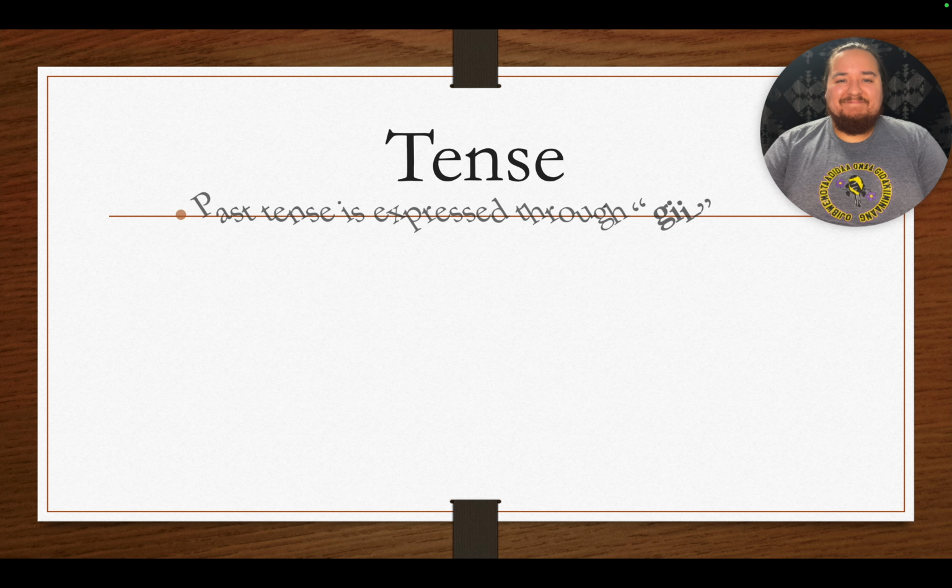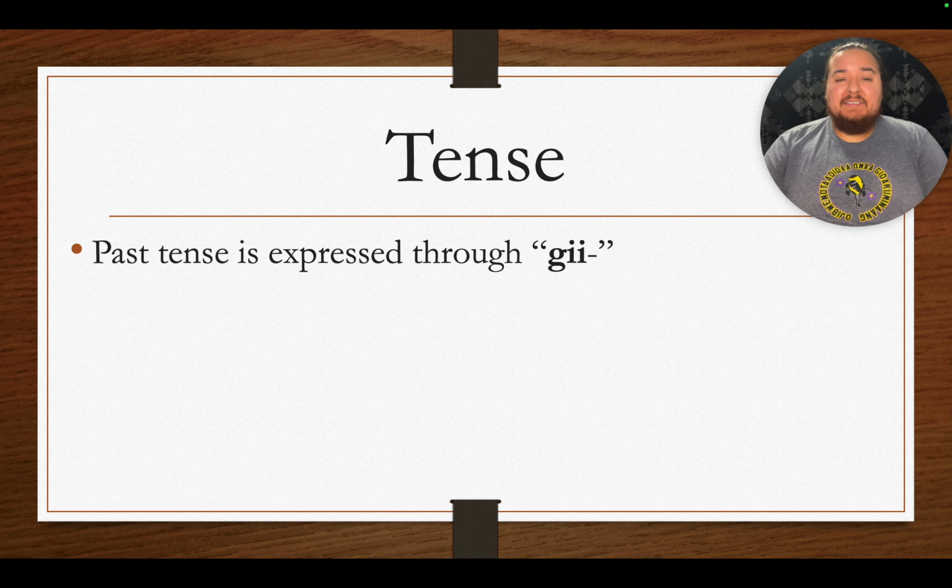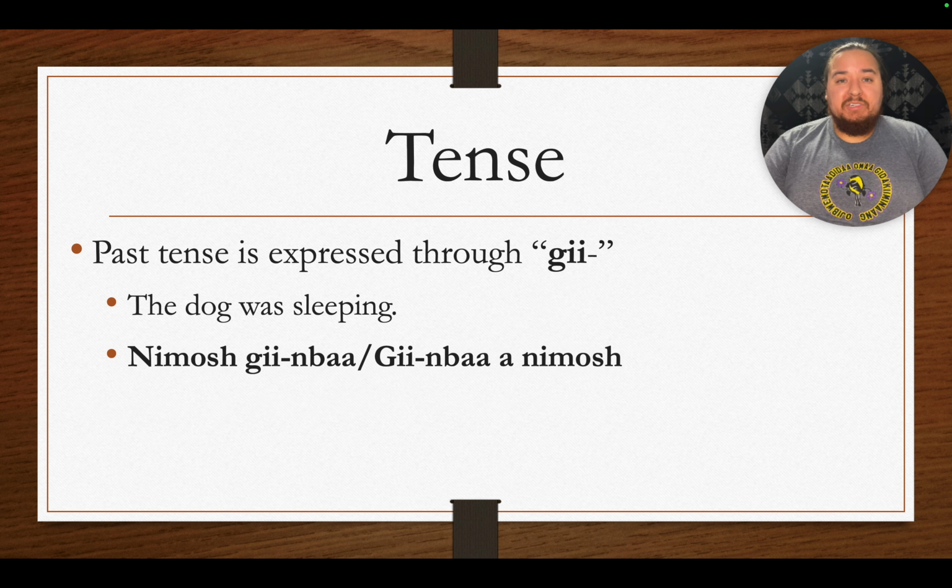So, tense. Past tense is expressed through the prefix gi, gii dash. So if we're translating "the dog was sleeping," we know the word for dog is nimush, and the word for he or she is sleeping is nba. So we need to attach gi to our verb nba. Altogether, that's nimush ginba, or we can reverse the order and go ginba animush, which is our answer right here.